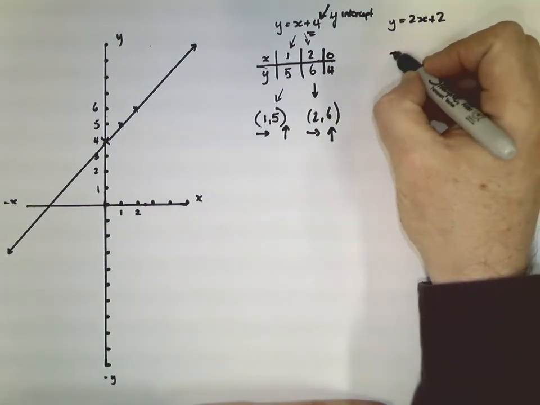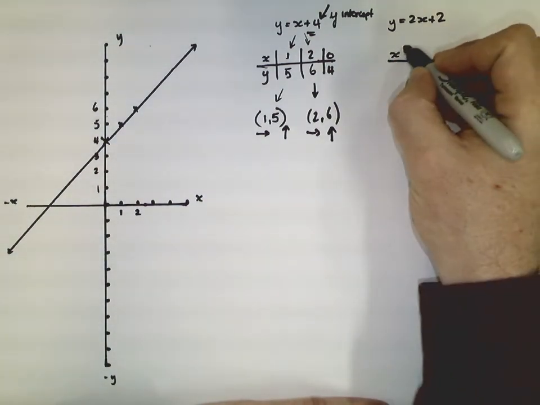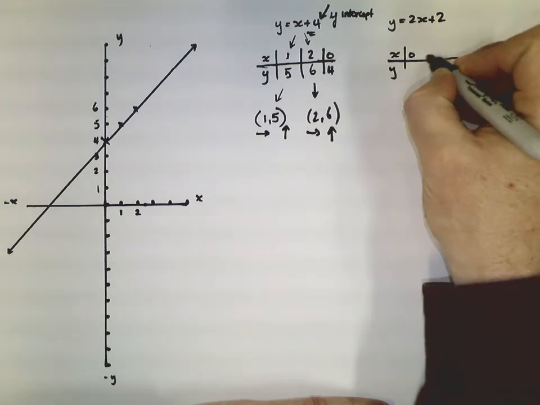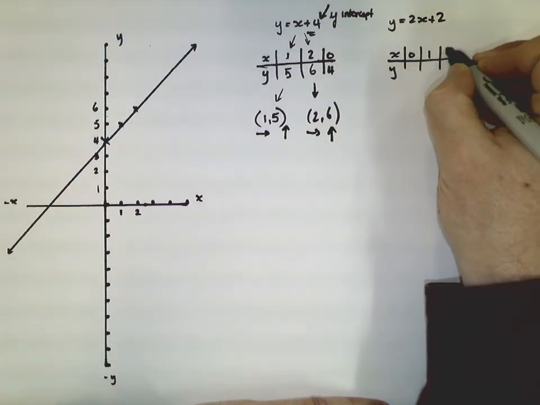So here we go. X, of course. Now the numbers I picked were 1 and 2. I'm going to put 0 in this time. 1 and 2.